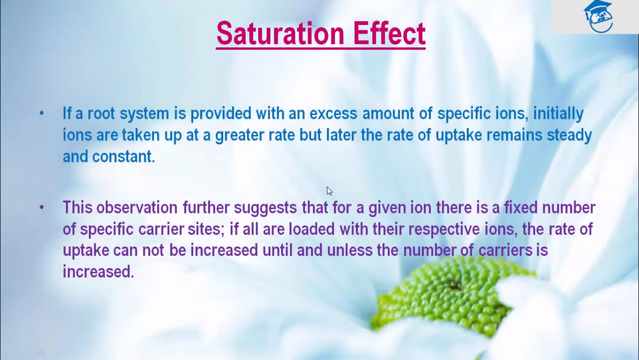Second is the saturation effect. What is that, students? If a root system is provided with an excess amount of specific ions, initially ions are taken up at a greater rate, but later the rate of uptake will remain steady or constant. That means after that it will not take up ions. First it will take them at a greater rate, but then it will become constant, or it will get saturated.